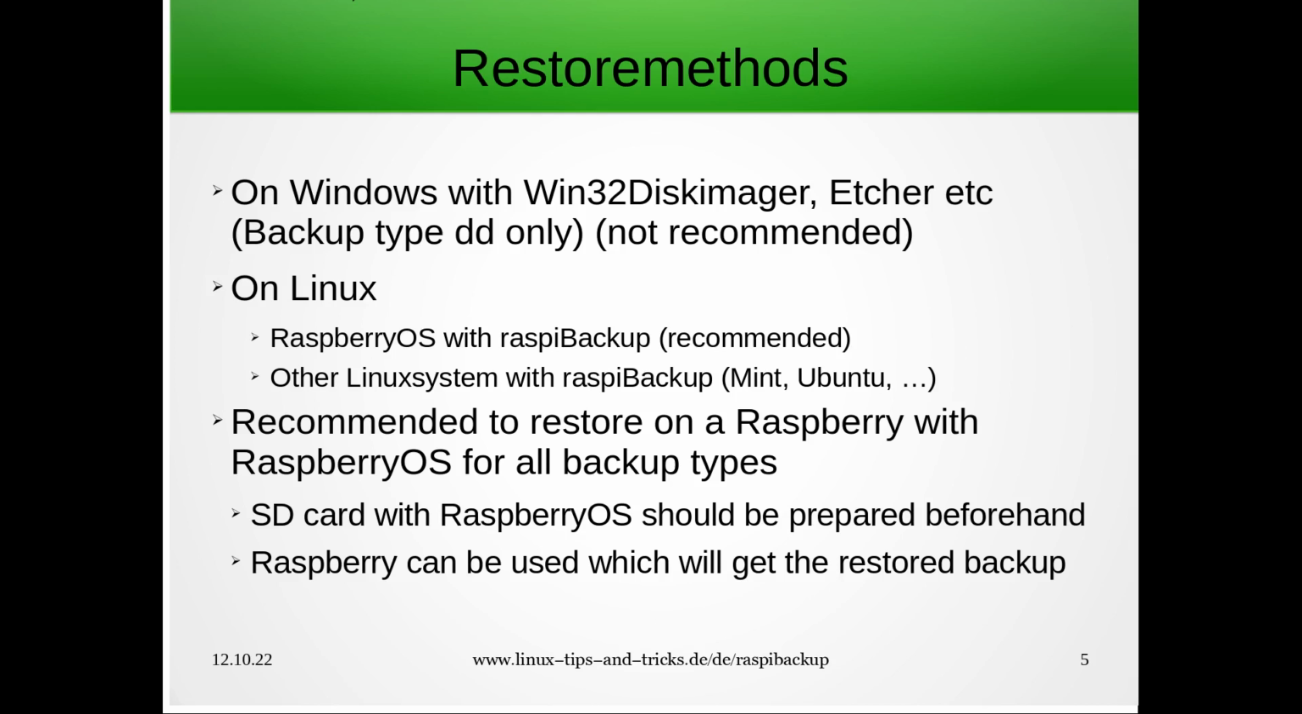Frankly, I don't recommend using Windows, but using a Linux system, and in particular a Raspberry for the restore, because that's the best thing you can do. The benefit you also have if you use a Raspberry is that you can use the Raspberry you use to run your system. So if you have to restore the operating system of this Raspberry, just use the Raspberry to restore the backup and plug in the restored SD card again, and then you're fine. The system will boot up again.